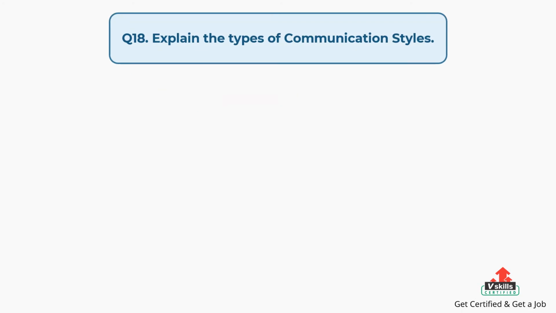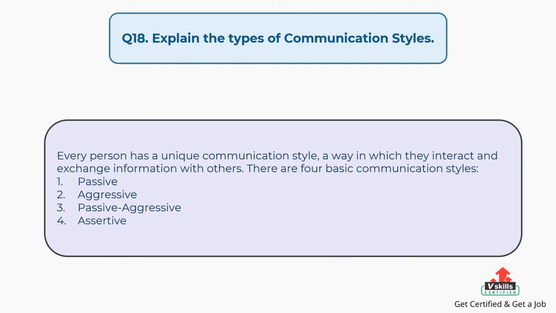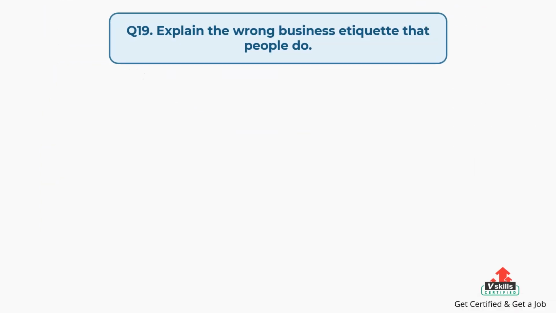Question number 18. Explain the types of communication styles. The answer is: every person has a unique communication style, a way in which they interact and exchange information with others. There are 4 basic communication styles. First, passive. Second, aggressive. Third, passive-aggressive. Fourth, assertive.